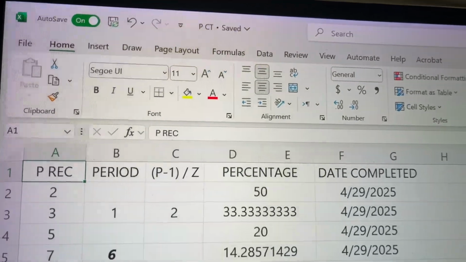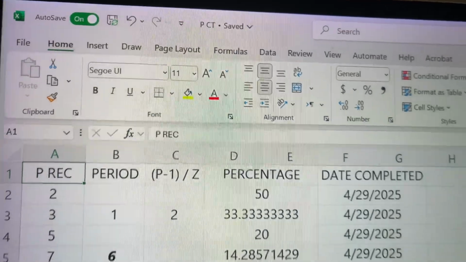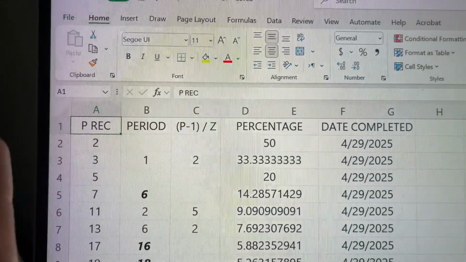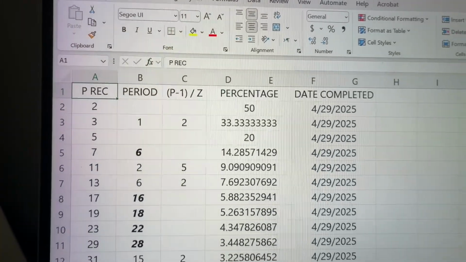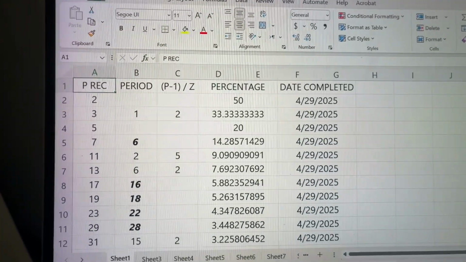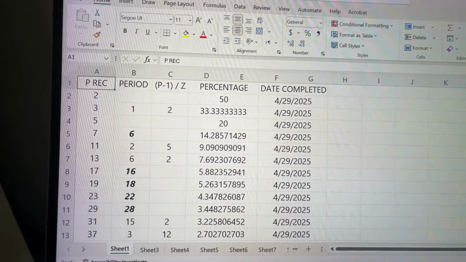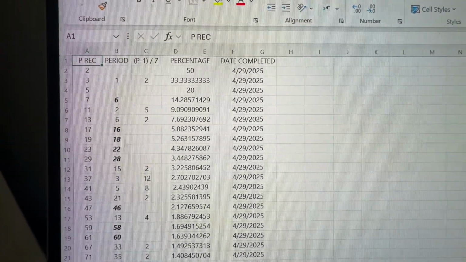Check this out. On this Excel spreadsheet right here, I have made a bunch of sheets where I figure out 1 over a prime number. On this Excel worksheet, I have been figuring out every prime number reciprocal, and these are a group of the results that I got here.